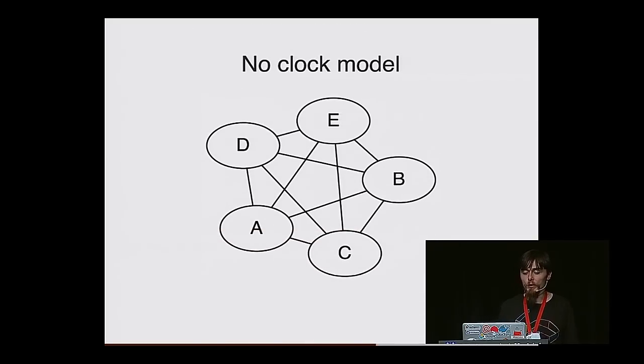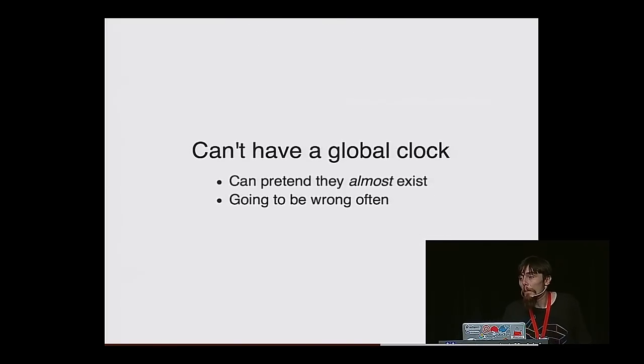And then finally, which is mostly a theoretical model, there's the no clock model. Literally, nobody knows what time it is. We don't know how much time has passed. We don't know what time it is. We know nothing. Turns out, theory ruins the day again. Science ruining everything since 17-something. You can't have a global clock. You can pretend that they almost exist, but you're going to be wrong pretty often.